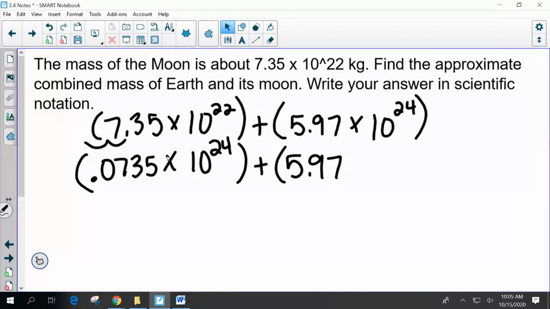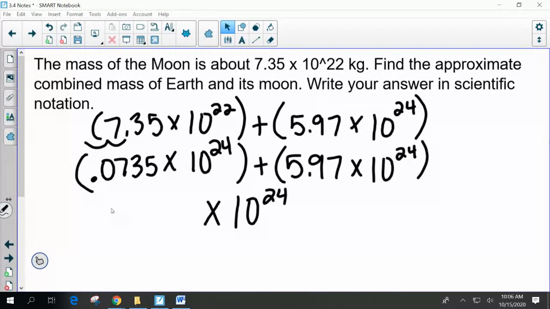Plus my Earth's mass. Okay, so how you do this is you add your numbers and then you keep your exponents the same. It's very similar to adding fractions. So my answer is still going to have times 10 to the 24th, but I need to add my 2 numbers up. So what do you get? 6.0435. And is that in correct scientific notation? Yes.